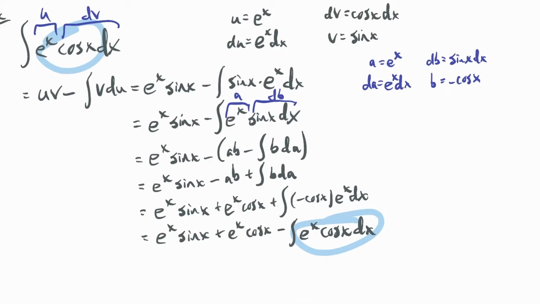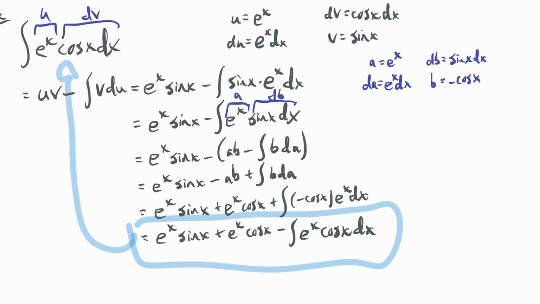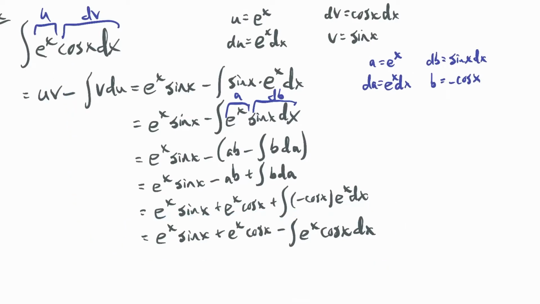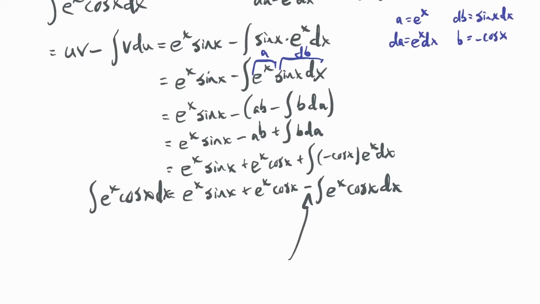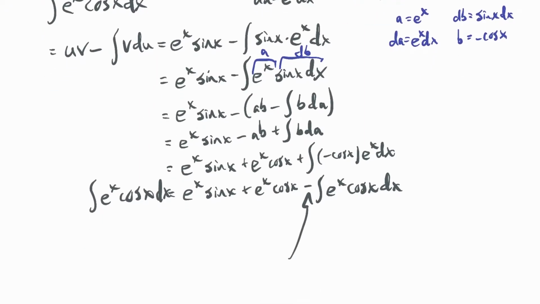But actually, that's okay. Because of this minus, that means I can say that this whole thing is equal to the thing we started with, right? So I'm going to write it over here. Because on the right, I have this integral subtracted, I'm going to add to both sides the integral of e to the x cosine x dx.